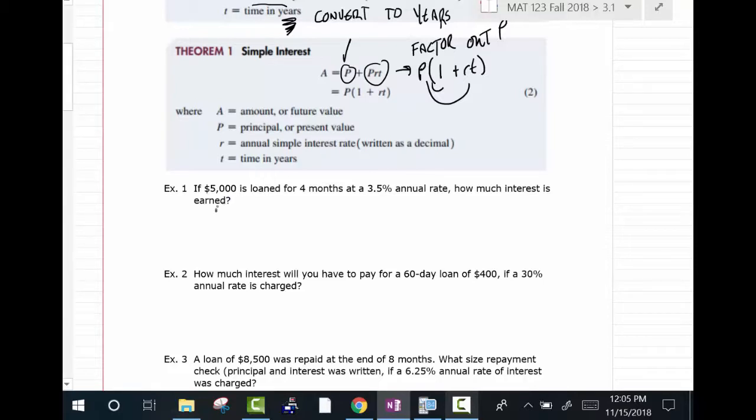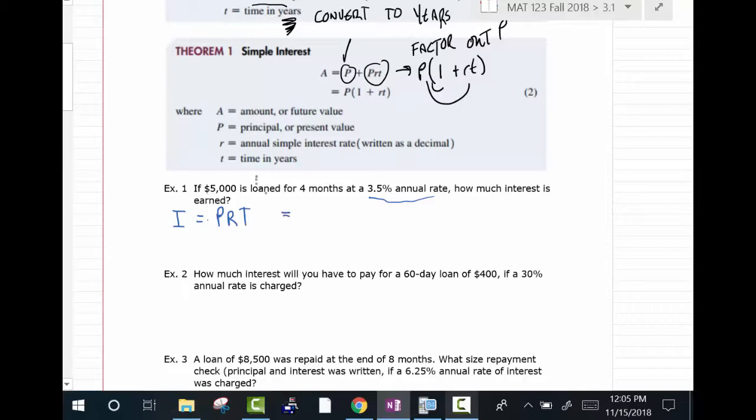Okay, so with this one, this says that you have 5,000 loaned for 4 months at a 3.5% annual rate. And you're always given annual rates in simple interest. So let's just write down the formula. Go ahead and write down the formula. I is equal to PRT. And you're going to do all this on your calculator.